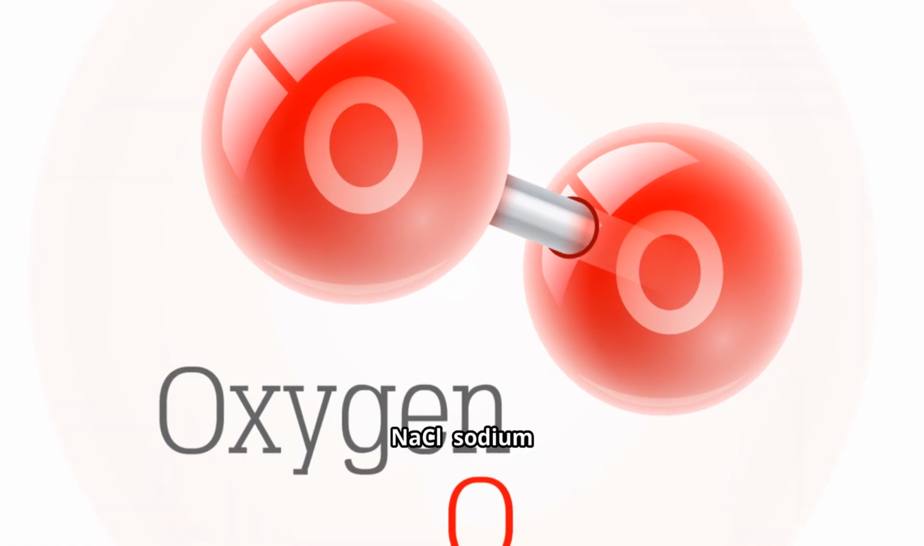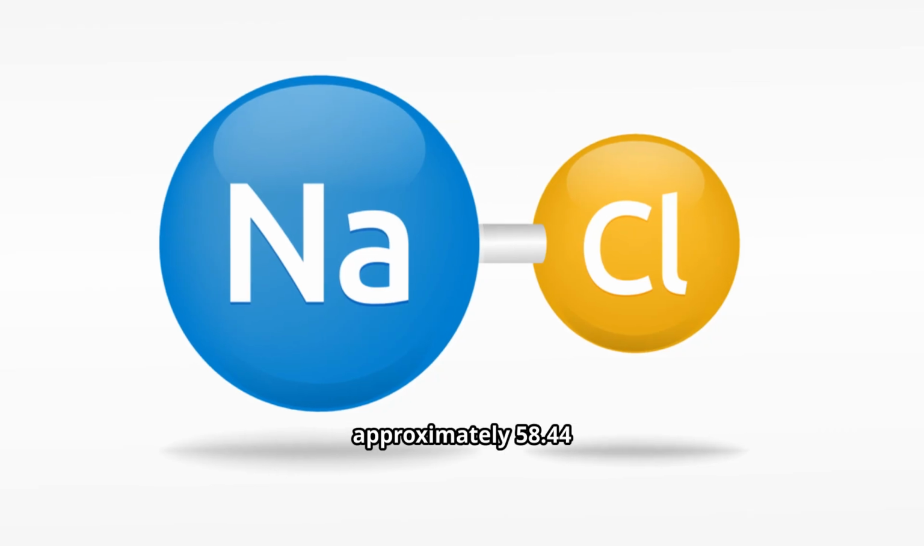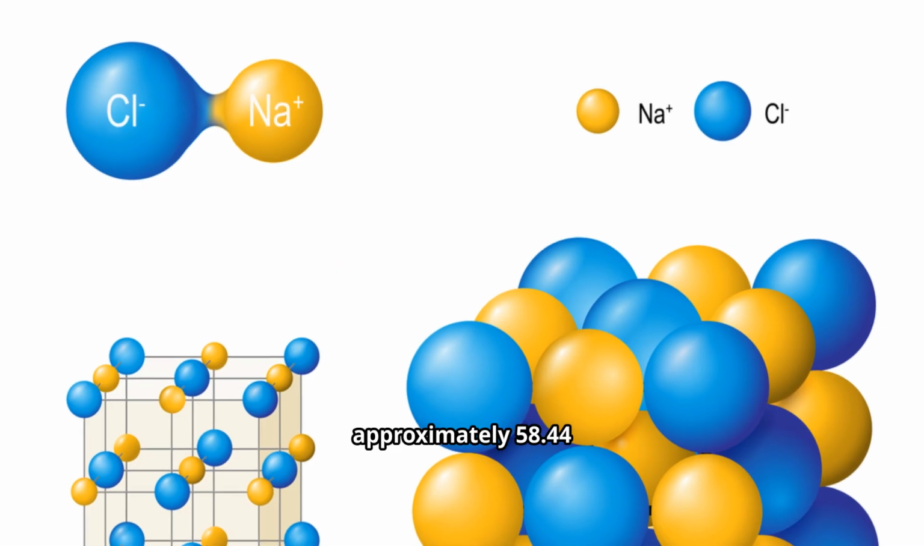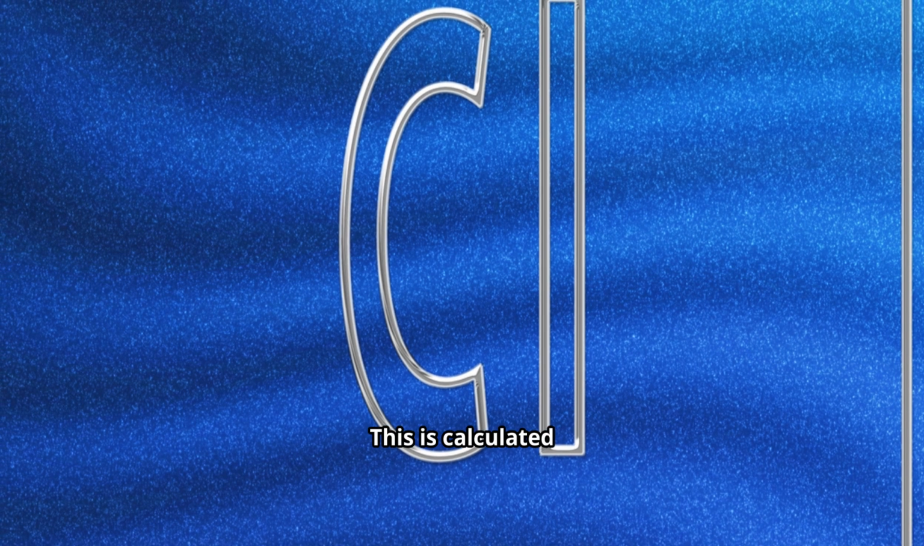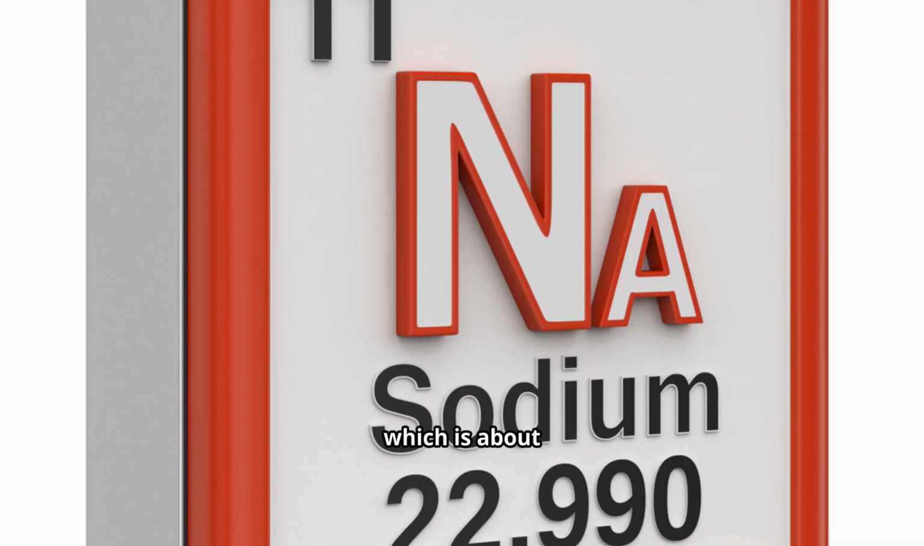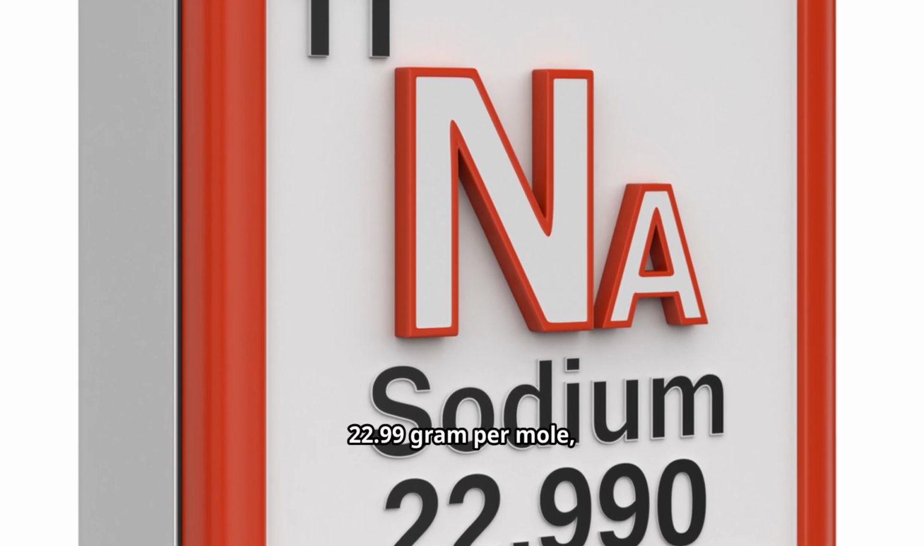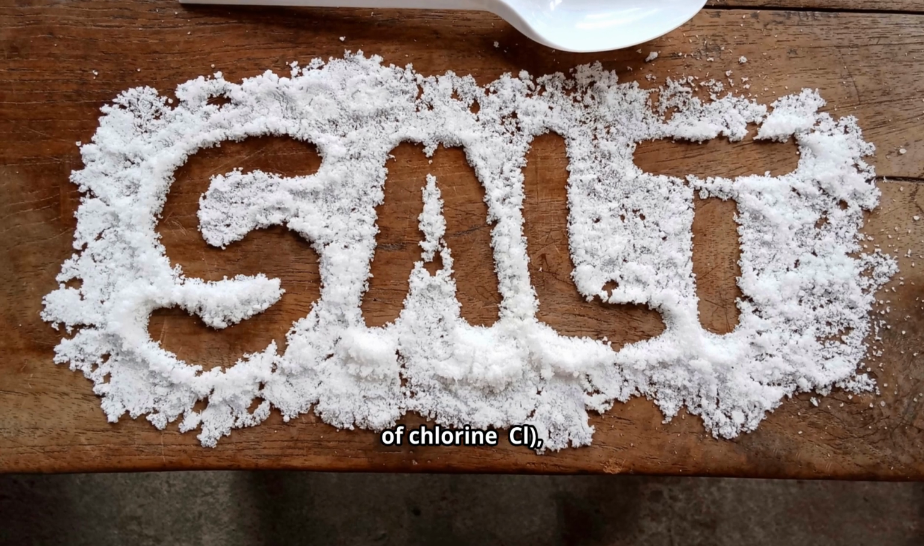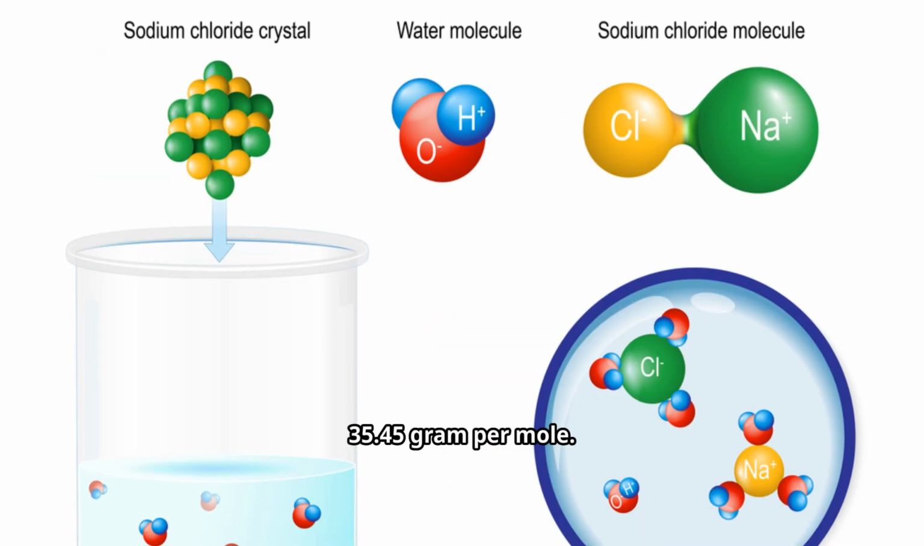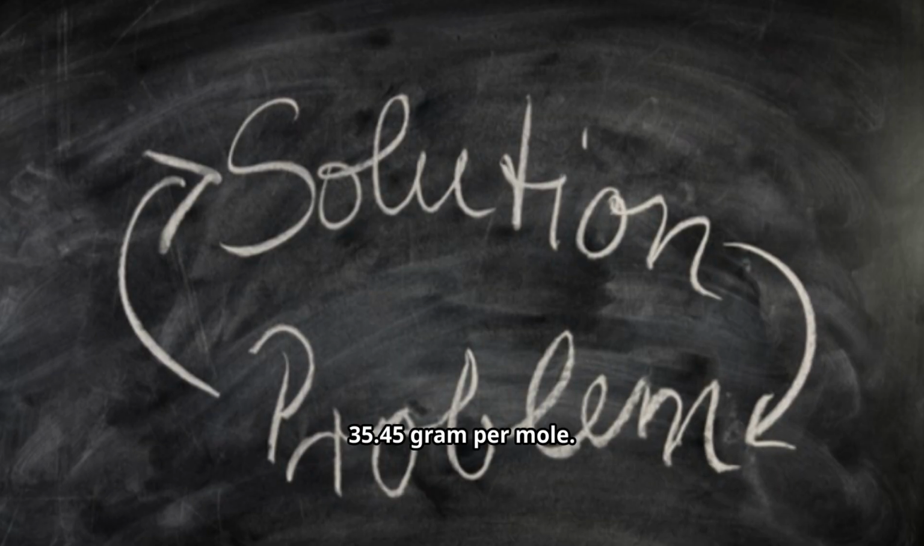The molar mass of NaCl, sodium chloride, is approximately 58.44 gram per mole. This is calculated by adding the molar mass of sodium, which is about 22.99 gram per mole, and the molar mass of chlorine, Cl, which is about 35.45 gram per mole.